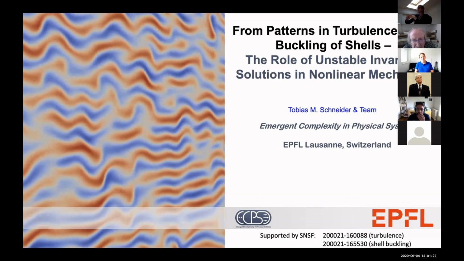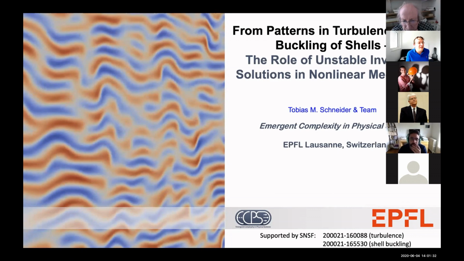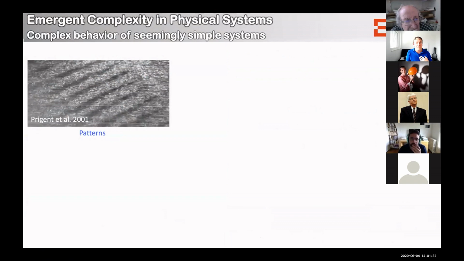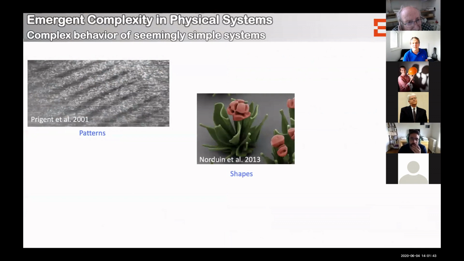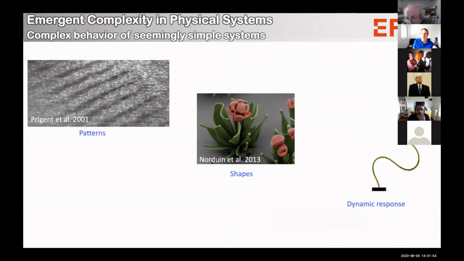Okay, so I'm heading this Emergent Complexity in Physical Systems lab, and that means we're interested in phenomena like these laminar turbulent patterns in shear flows. Other examples are intricate 3D shapes which are not biological, but they are formed by inorganic chemical reaction. And what you see here looks like the flagellum of a bacterium, but it's actually just an elastic filament which extends active tangential forces on a viscous fluid.